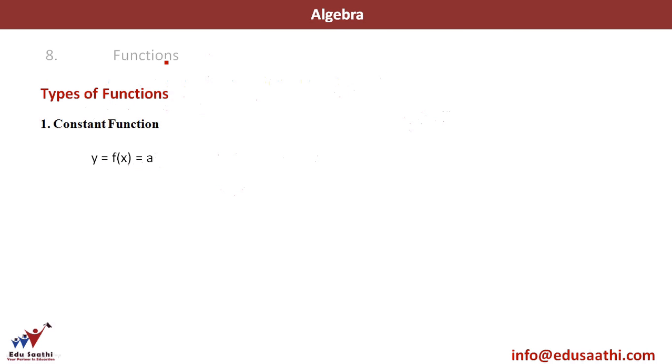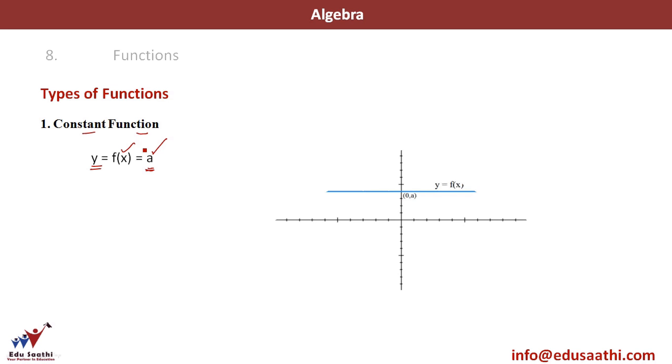Now let's discuss the various types of functions. The first type is a constant function. Constant function means y is equal to a, or f(x) is equal to a. That means f(x) will not change depending upon the value of the input. So if your input is 1, your output will be a definite value. If your input is 2, your output will be the same value. If your input is 3, 4, 5, 6, whatever be your input, your output will remain the same.